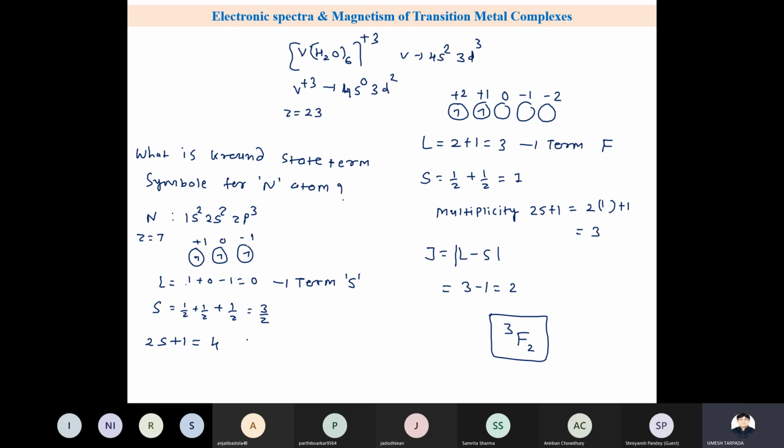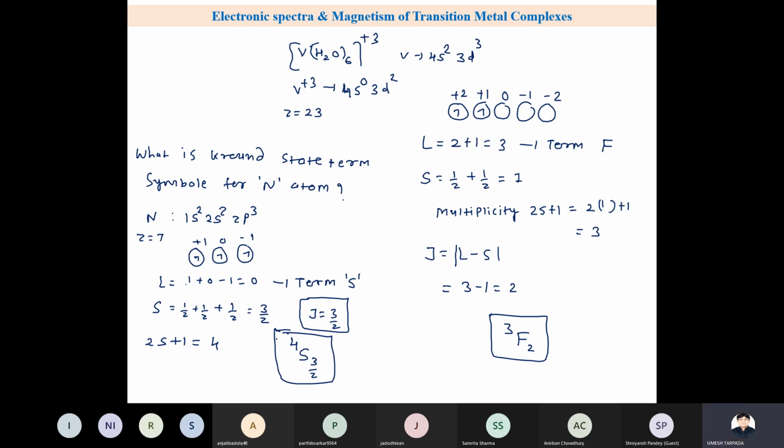Here the term symbol is S, quadrant S, then the L value is 0. So what is the J value? 3 by 2. J can be L plus S or L minus S. L is 0, so it is only 3 by 2. So this is the ground state term for the nitrogen atom.